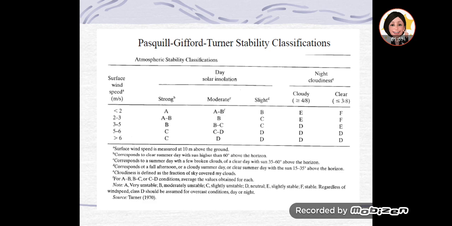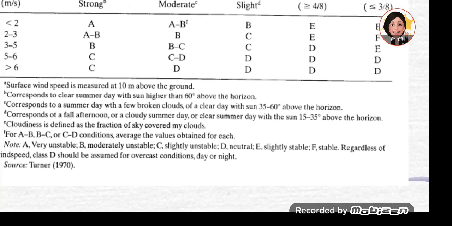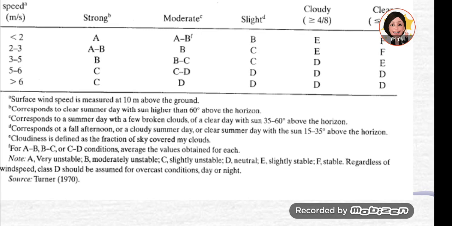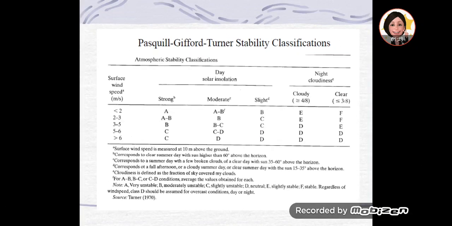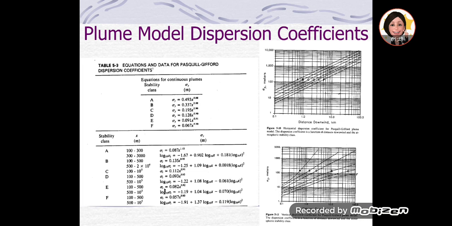If you remember this table in our lecture, it says that regardless of wind speed, class D should be assumed for overcast conditions, be it day or night. So our stability class here is going to be D. For a plume model dispersion, we can use this table to find sigma y for class D and sigma z for class D.